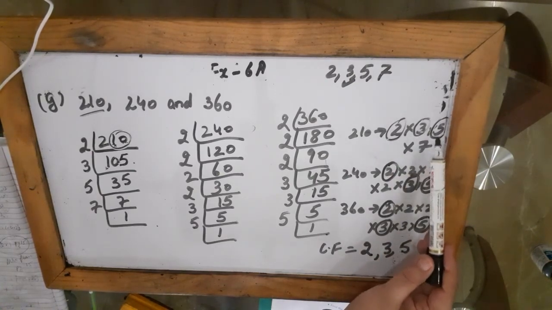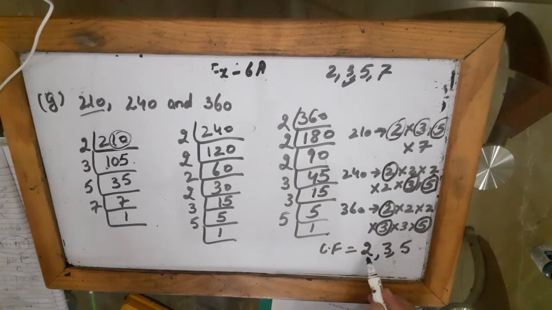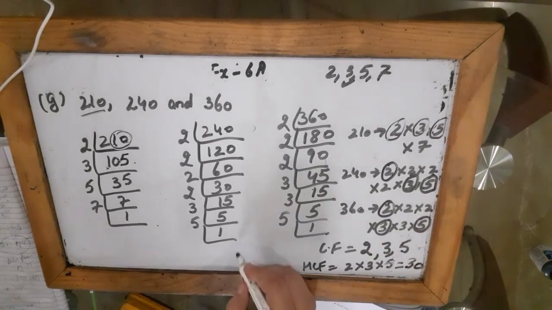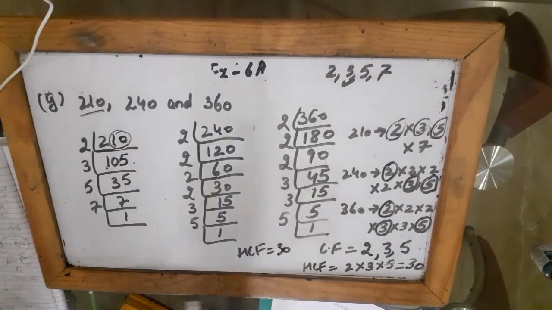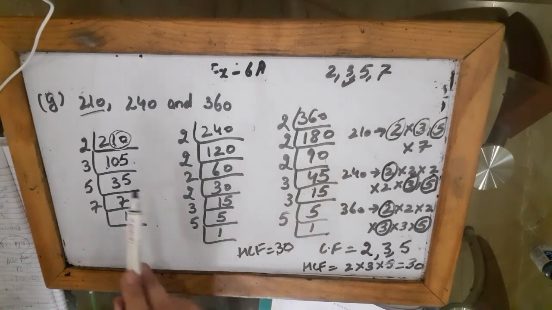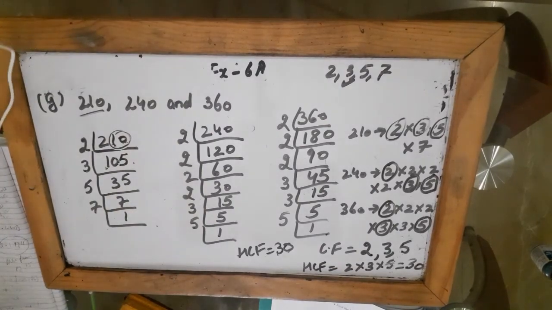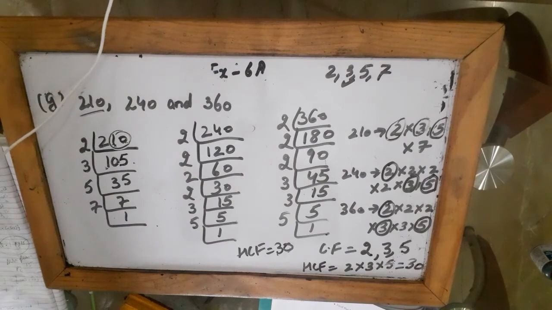So only 2, 3 and 5 are common factors of all these 3 numbers, and I have to take them only once. Now to find the HCF, I will multiply all these common factors. 2 fives are 10, 10 threes are 30. So it means their HCF is 30. So 30 is the highest factor which can divide all these 3 numbers exactly. 30 is the highest common factor, or HCF, of 210, 240 and 360.